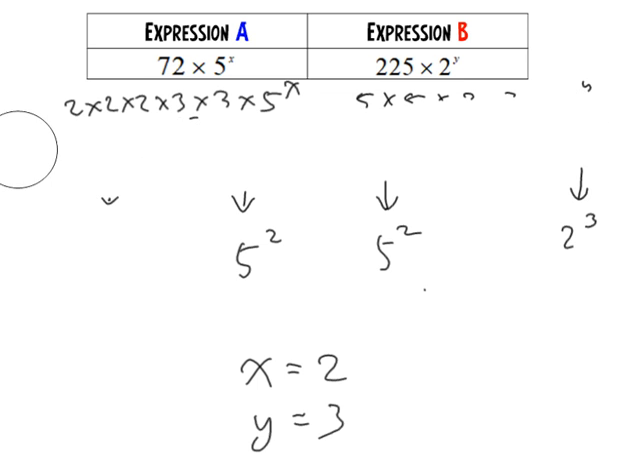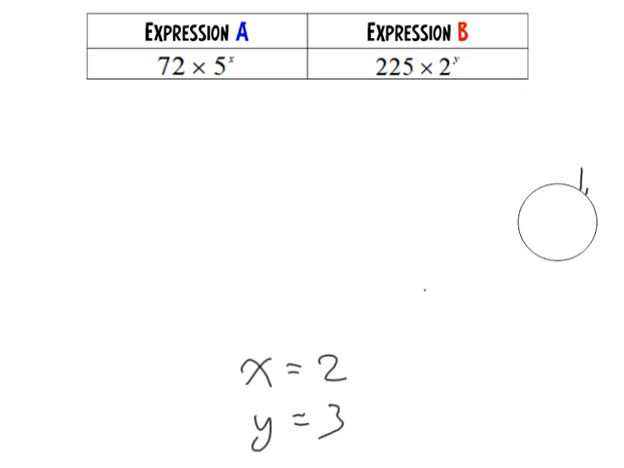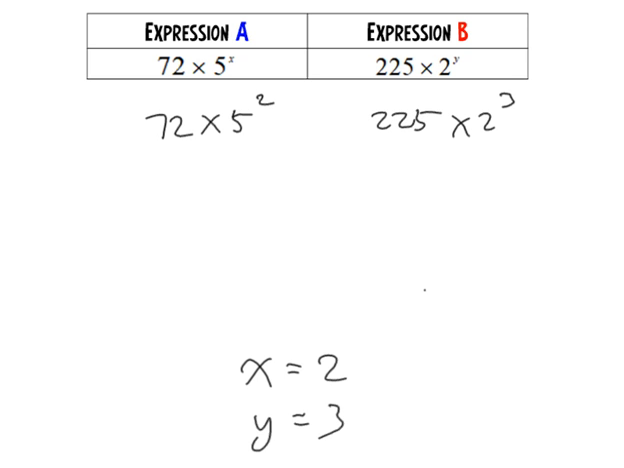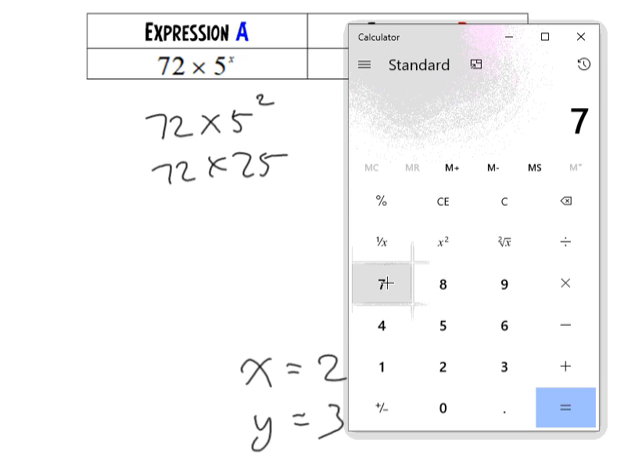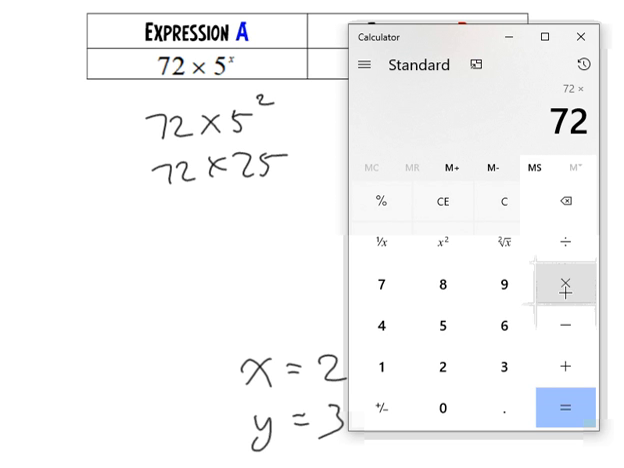Now let's go back just real quick and take this expression and substitute x as 2 and y as 3. I'm going to go 72 times 25. Take a calculator. What is 72 times, oh, that's not right. Back it up. 72 multiplied by 25. The answer is 1800.